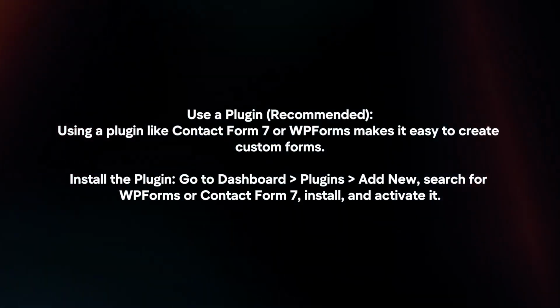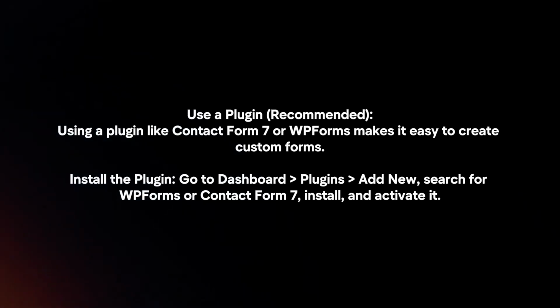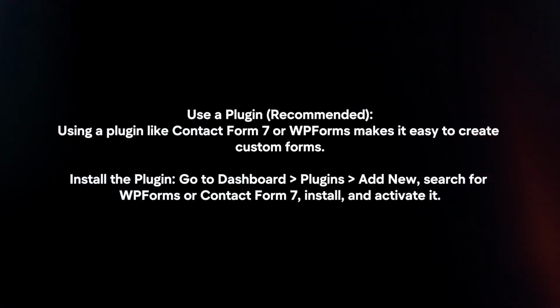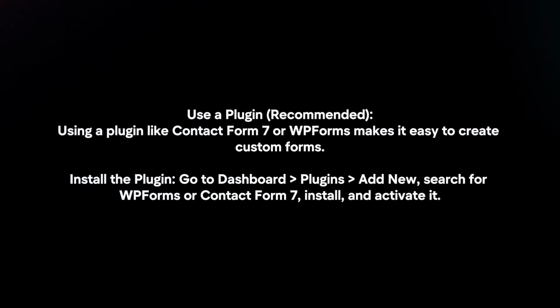Install the plugin. Go to Dashboard, Plugins, Add New. Search for WP Forms or Contact Form 7. Install and activate it. Create a form.